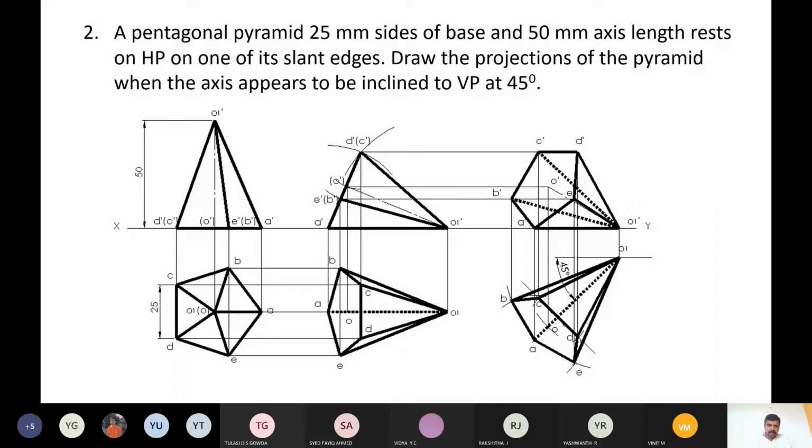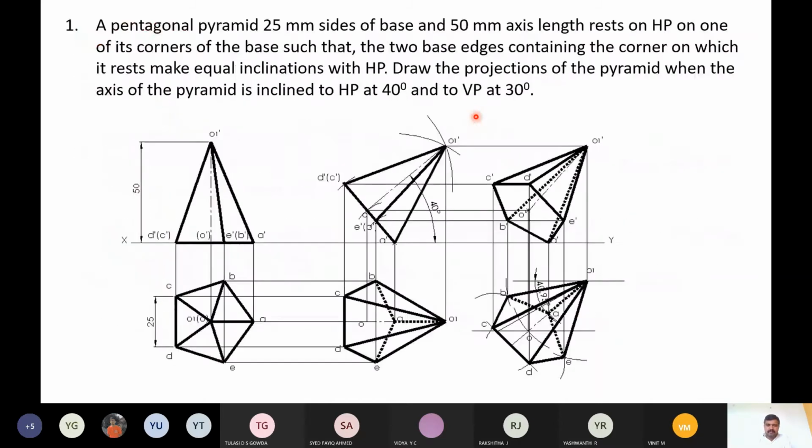Pyramid only. Okay, first read the given problem statement and understand what is given and what we should do. A pentagonal pyramid, 25 mm sides of base and 50 mm axis length, rests on HP on one of its slant edges. Draw the projections of the pyramid when the axis appears to be inclined at VP at 45 degrees.